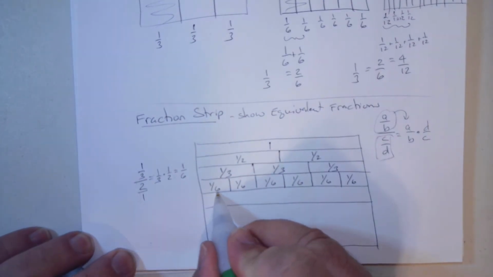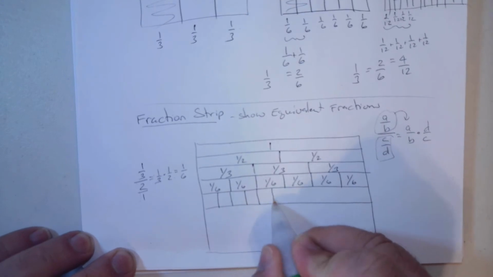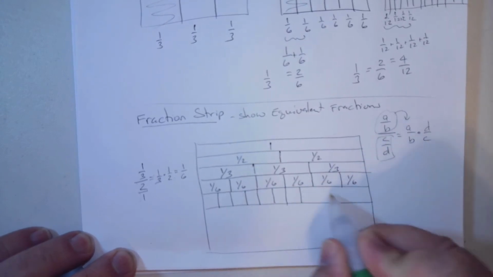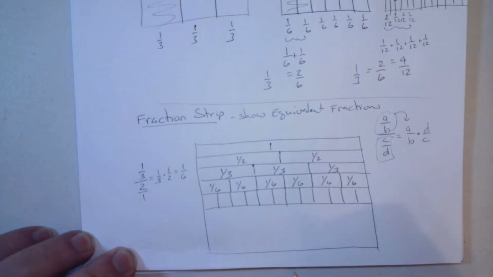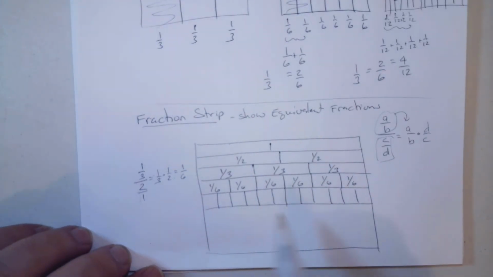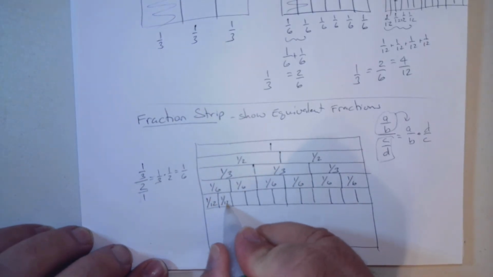Okay, now each of the 6, if we cut those in half, we had 1, 2, 3, 4, 5. If we cut those in half, we have 1, 2, 3, 4, 5, 6, 7, 8, 9, 10, 11, 12. These are all 1/12.